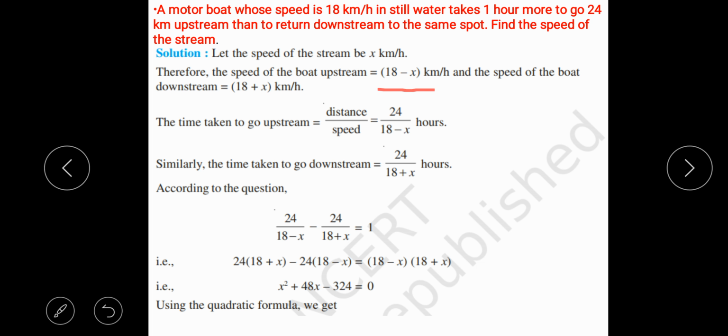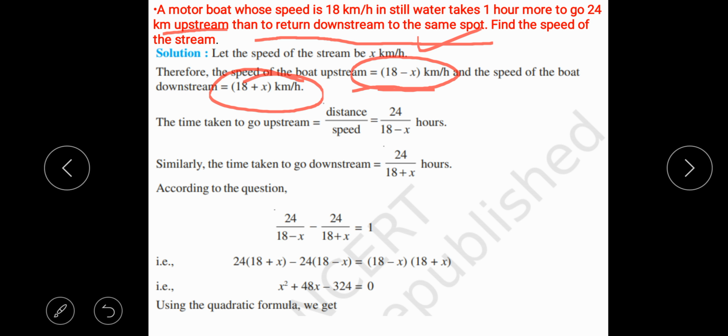What is the question here? A motorboat whose speed is 18 km per hour in still water takes 1 hour more to go 24 km upstream and then return downstream to the same spot. Find the speed of the stream. So very firstly let us consider the speed of the stream is x km per hour. Therefore the upstream speed becomes 18 minus x, and the downstream speed becomes 18 plus x.